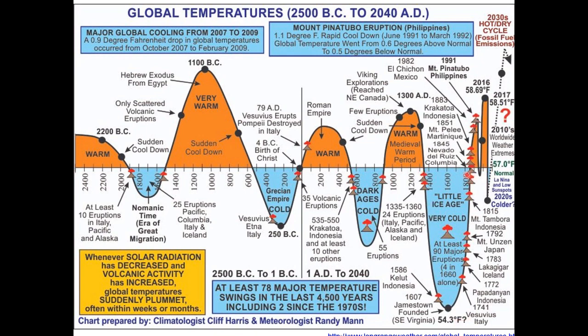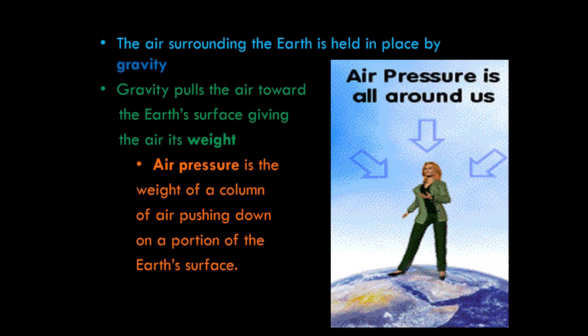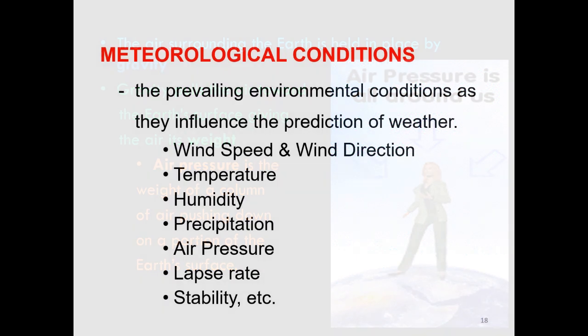All right. So we have mentioned before photochemical smog, or smog, basically smog. So what does the smog do? The air surrounding the Earth is held in place by gravity. Gravity pulls the air toward the Earth's surface, giving the air its weight. Air pressure is the weight of a column of air pushing down on a portion of the Earth's surface.